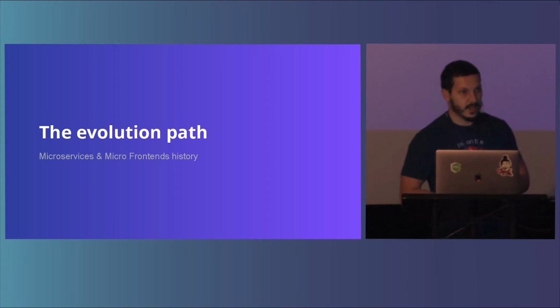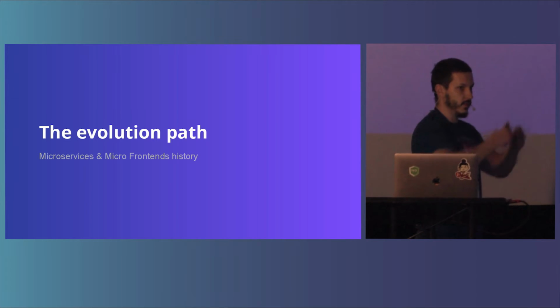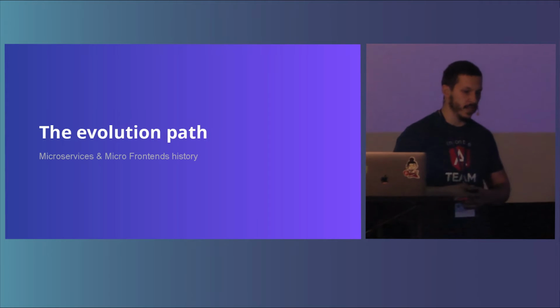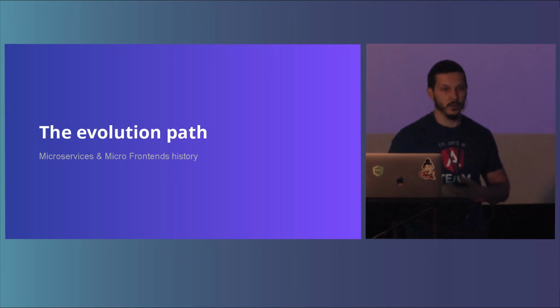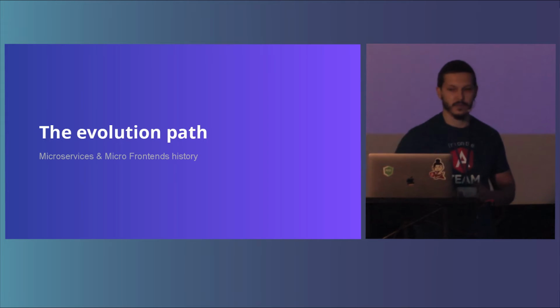So, there are a couple of ways to achieve a new step in your front end or whatever architectural things. And my favorite one is the evolution path, when you continuously grow your application to achieve a new level of architecture.